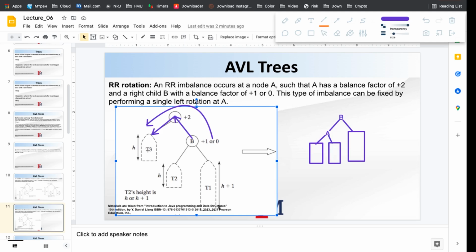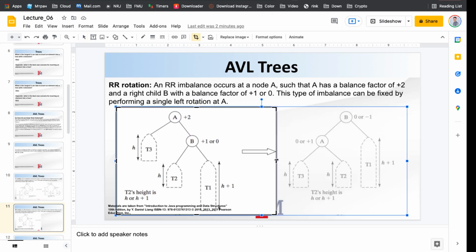So T3, this height is H, this height is also H. So these guys have the same height, and this guy's height is H plus 1. Again, they have exactly the same level, so the balance factor of everything is 0 now. Okay, cool, hope it makes sense.